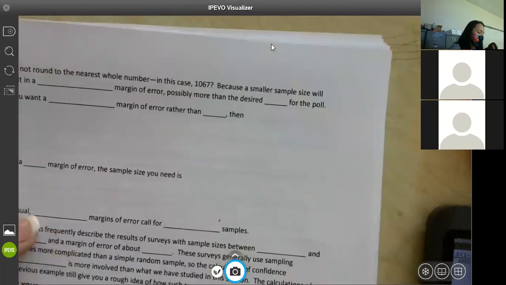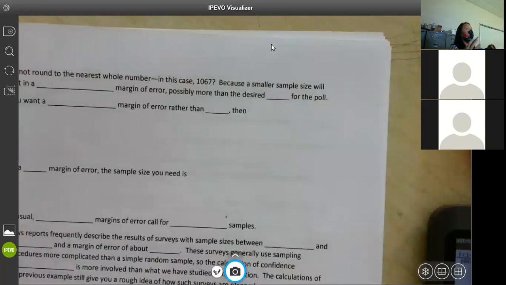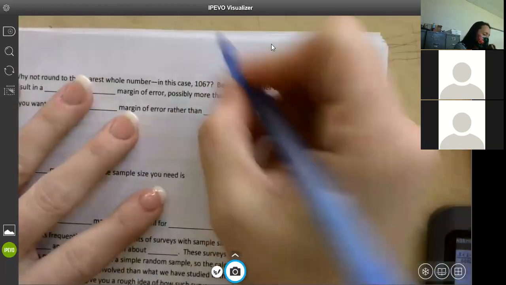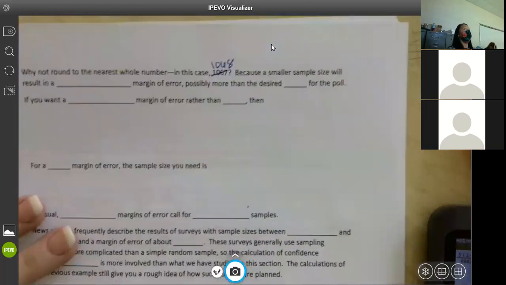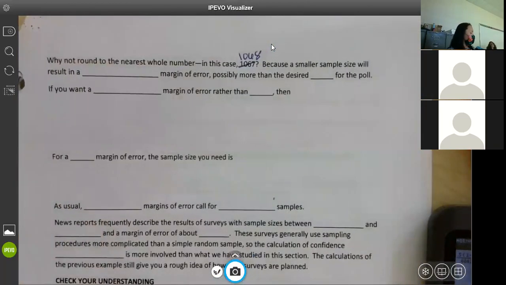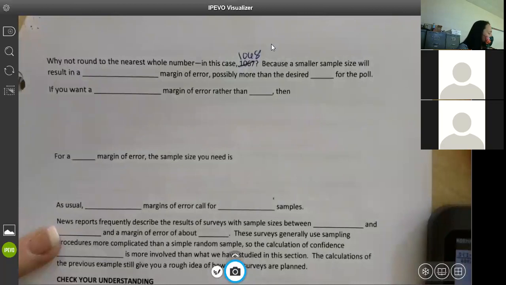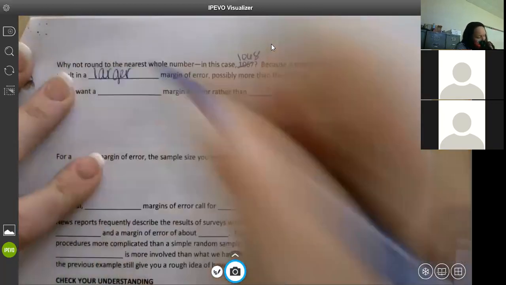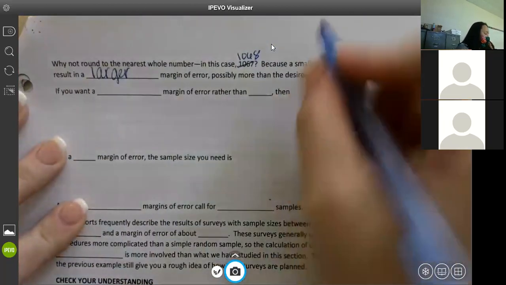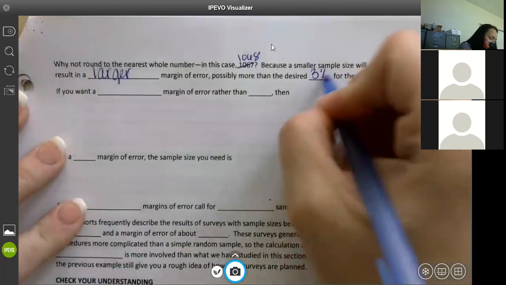Why not round to the nearest whole number, in this case 1067? Now, what we did, this number is going to be off. Ours is going to be 1068 because we rounded differently than what the book did. So they might not have used 0.00234 or 0.0153. They might have only done 3 decimal places. Do you understand what I'm saying? So that's why theirs looks a little different than mine. Because a smaller sample size will result in a larger margin of error, possibly more than the desired 3%.